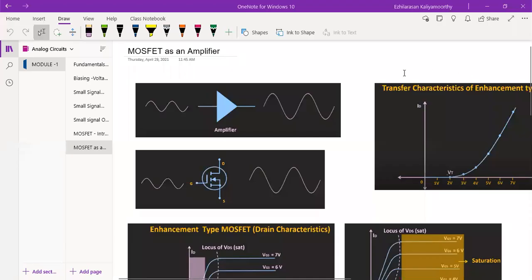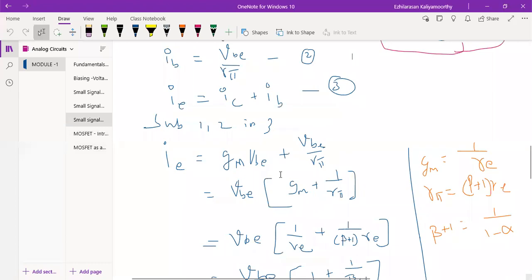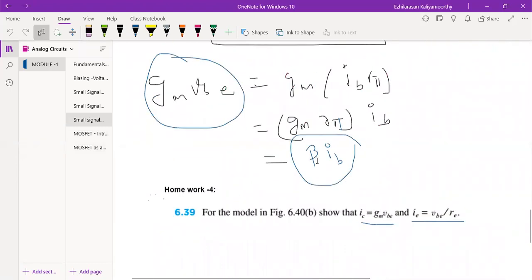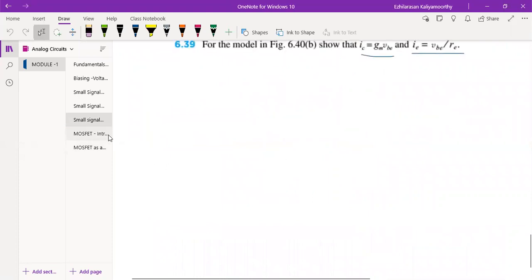Today, let us study how the MOSFET will act as an amplifier. In the previous class, we started with some of the small signal model operation. That is, we calculated the voltage gain of the small signal model of BJT. Then we calculated the hybrid model. We just drew the hybrid pi model of the BJT circuit.